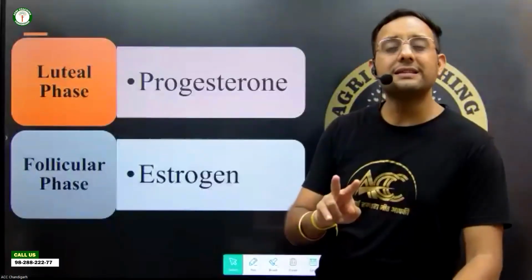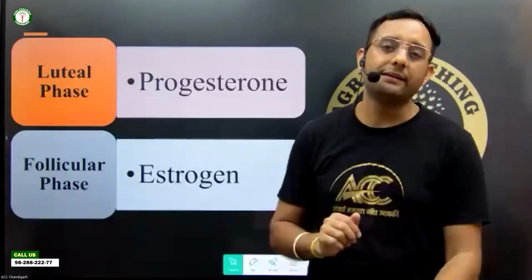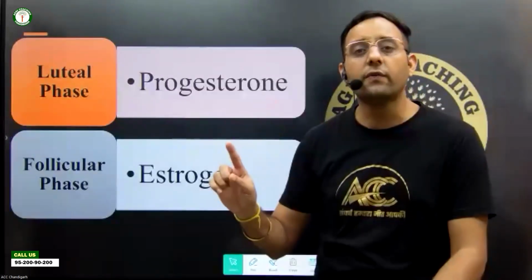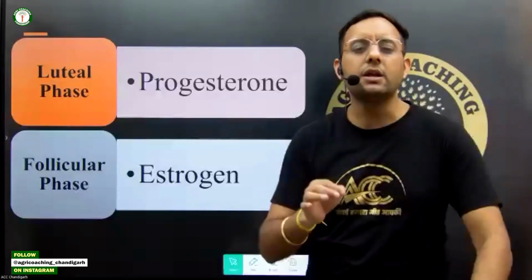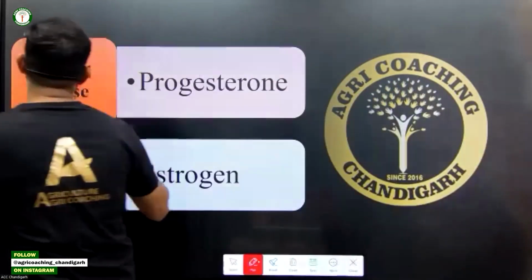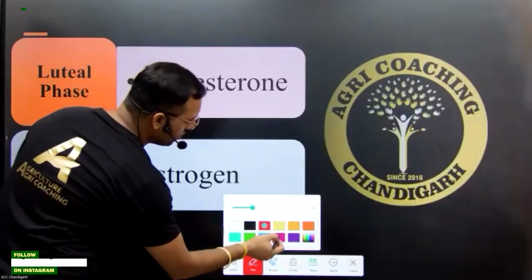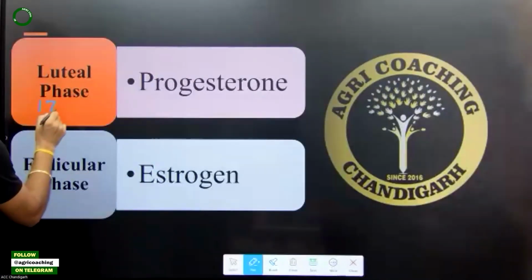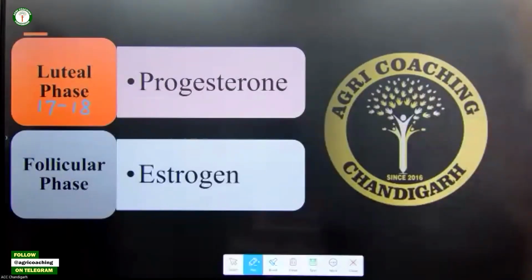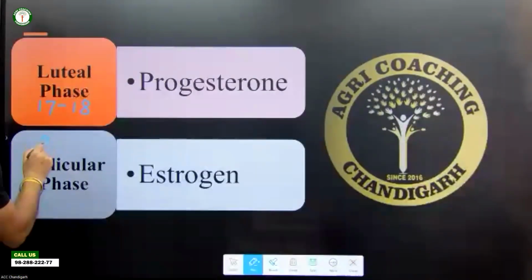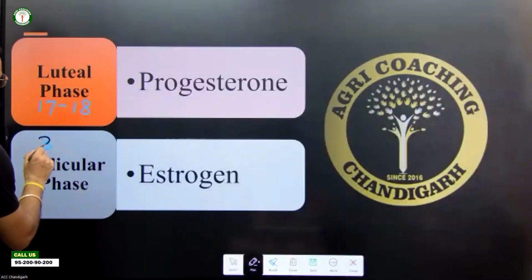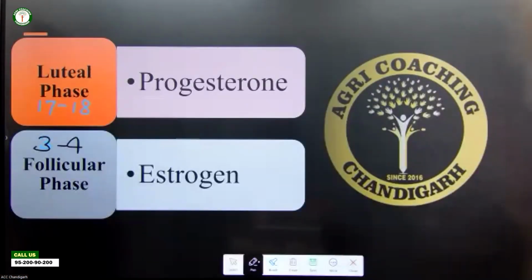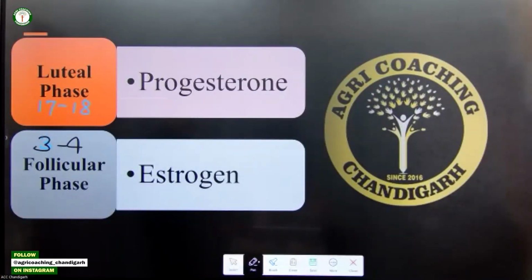But these 4 stages are also divided into 2 phases. The first phase is the long phase, which is known as the luteal phase. The duration of the luteal phase is 17 to 18 days. And the remaining 3 to 4 days will be the follicular phase. So the duration of the follicular phase is 3 to 4 days, and the duration of the luteal phase is 17 to 18 days.